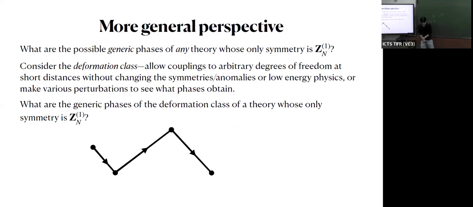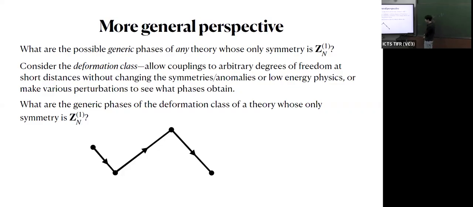Okay. So this is now the second part of the talk, which will be more qualitative, but I want to present a more general perspective on this question. And I want to ask: what are the generic phases of a theory with only this center symmetry, or ZN one-form symmetry in this modern parlance?